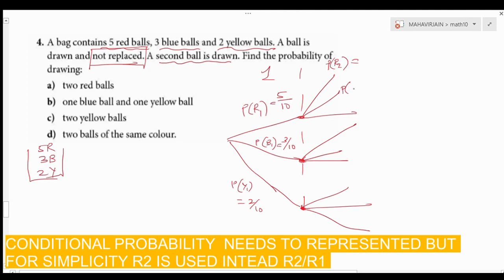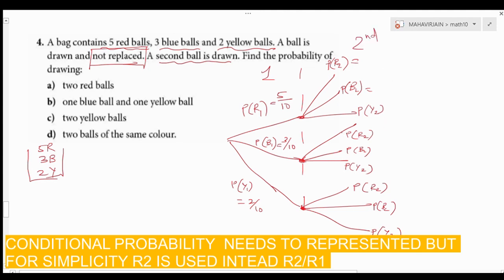Next comes the blue ball. So P of B2 here. Next comes P of Y2. Done. Similarly this branch has to be the same way R2, this branch has to be B2, and this branch has to be Y2. Here, this particular branch R2, B2 and Y2. I hope that's understood. Why 2, 2, 2, 2 here? Here this is my second draw.